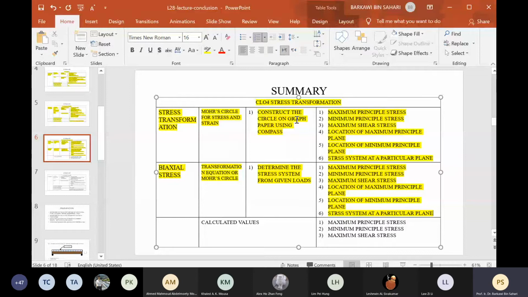The first one has to have a Mohr circle, compulsory. For the biaxial stress, you can calculate only without the Mohr circle, but the stress system has to be shown. You draw an element, show where sigma x is, and how much sigma x is from whatever the given load. And the calculated values that you are expected to know are, of course, the maximum principal stress, sigma 1, the minimum principal stress, sigma 2, the maximum shear, and the related angle and so on. So these are the quantities that you are expected to get.